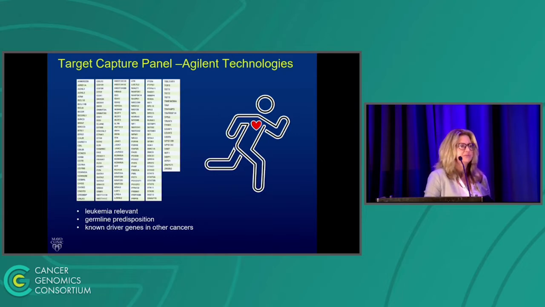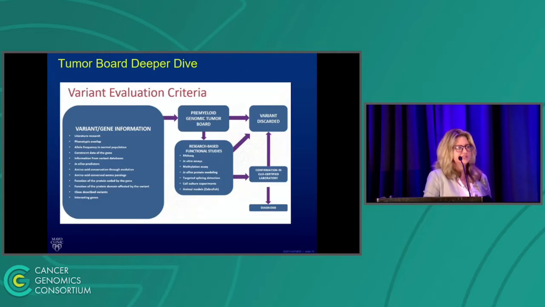So here's a list of the relevant genes that we included on our panel. We wanted to include leukemia-relevant genes, germline predisposition genes, and also any known driver genes in other cancers. So this is our flow process. It's still fluid, lots of moving parts. It's refreshing to hear a lot of presentations here with the advancement that we've made in variant curation and other parts of these, variant evaluation criteria.